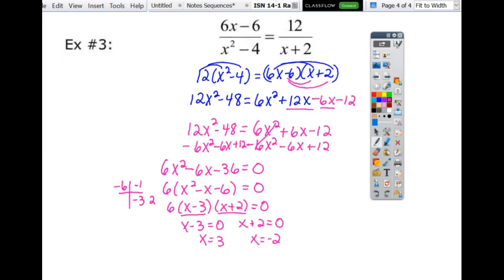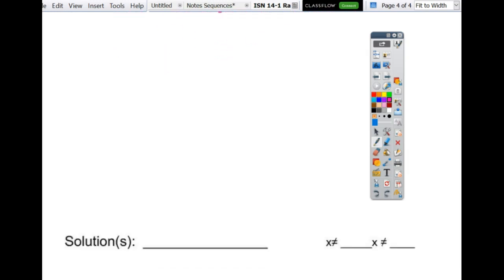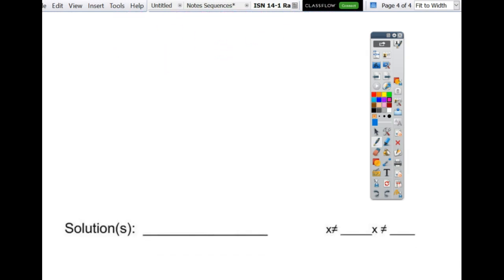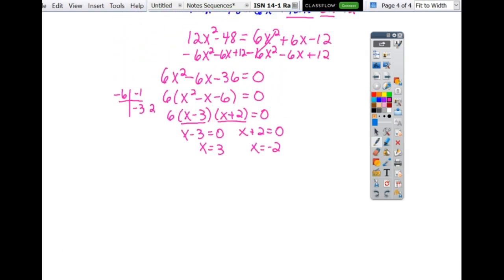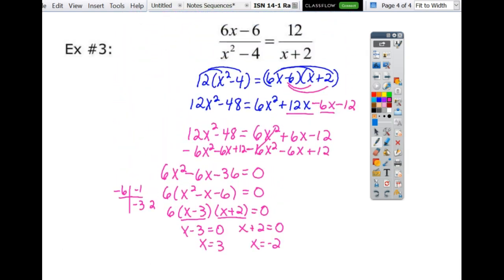And I know at the bottom it says what can x not equal. We're going to talk about that on Monday when I'm back, okay? So for now we're not going to worry about that, but we'll talk about that on Monday.